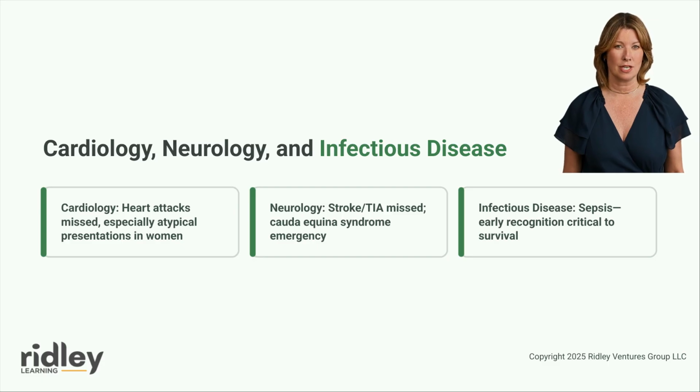Regarding neurological conditions, this category often overlaps with cardiology, with stroke being a major area of concern. Failure to recognize the signs and symptoms of a transient ischemic attack or an acute stroke can lead to a missed opportunity for time-sensitive interventions like thrombolysis, which can dramatically improve outcomes. Another critical and often missed neurological emergency is cauda equina syndrome, a form of spinal cord compression that can lead to irreversible paralysis if not diagnosed and treated emergently.